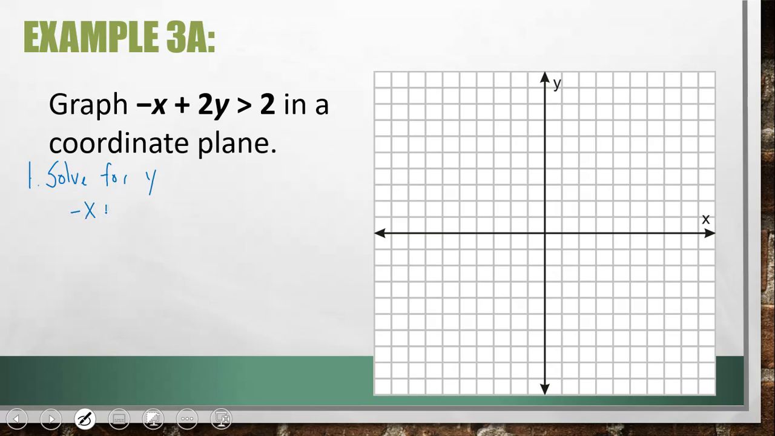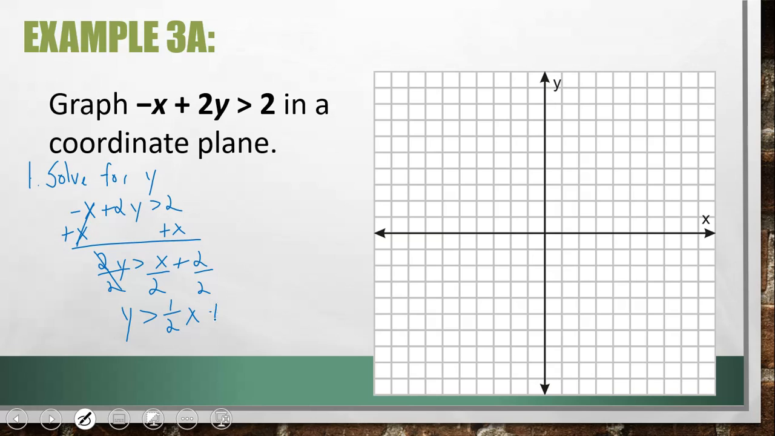So negative x plus 2y is greater than 2. I'm going to add my x to both sides. That's going to cancel. I'm going to get 2y is greater than x plus 2. Going to divide everything by 2 to get y by itself. Y is greater than x over 2 is just 1/2 x. And then 2 over 2 is a positive 1.